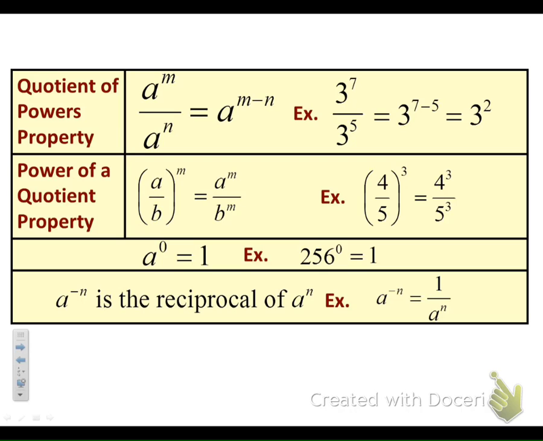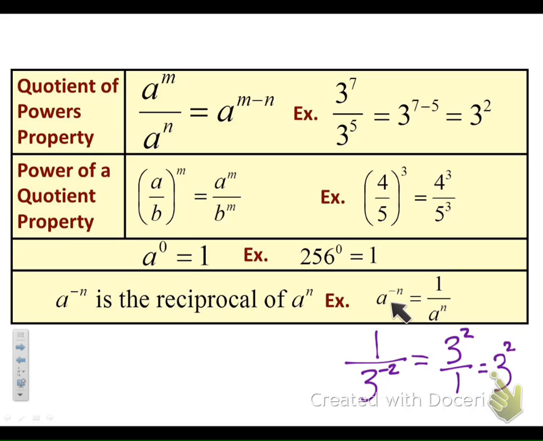It also works the other way. Let's say I have 1 over a to the, well, and we can even do 3 to the negative 2. This negative exponent means I need a reciprocal of this. Wait a second. Reciprocal of this would look like 3 to the positive 2 over 1, otherwise known as 9.